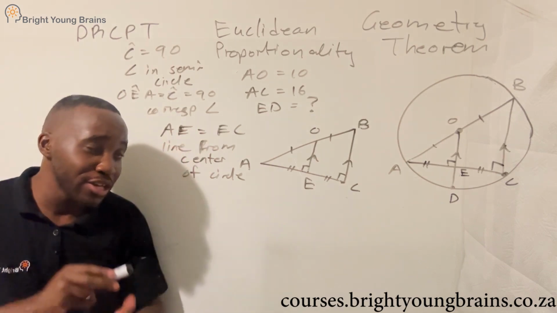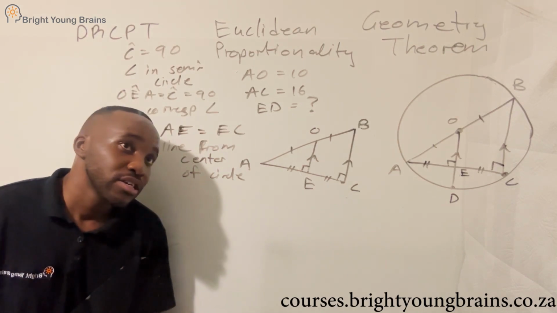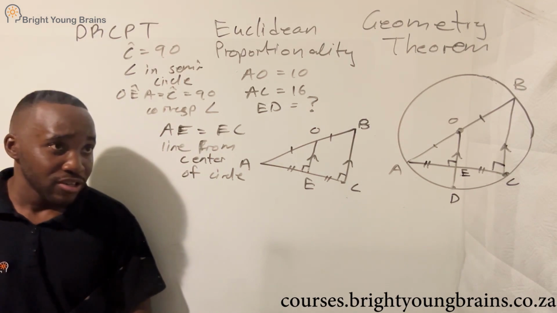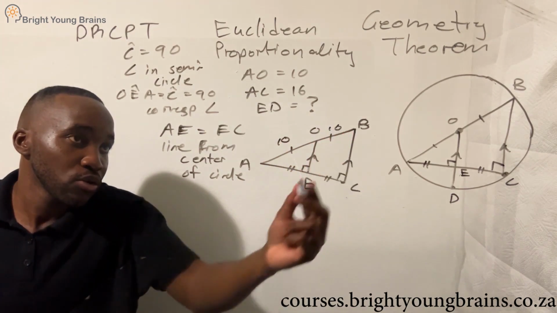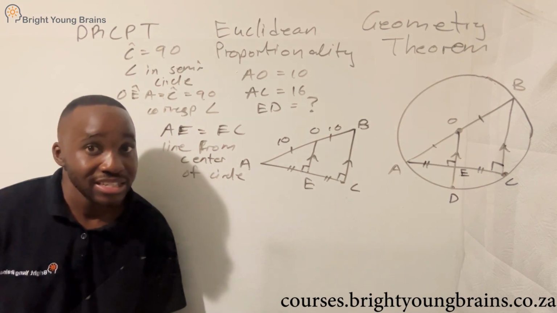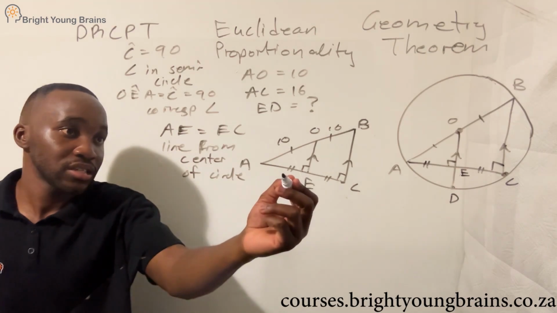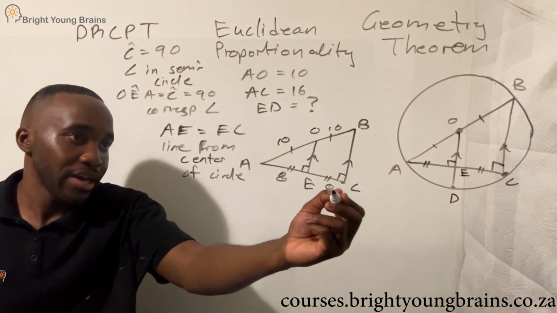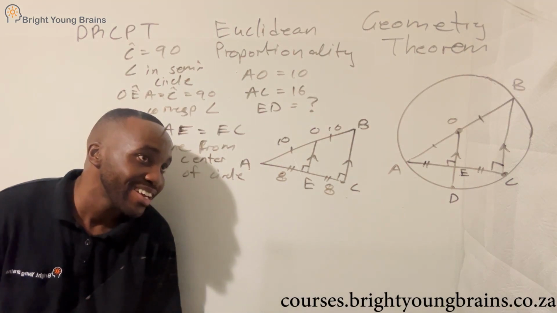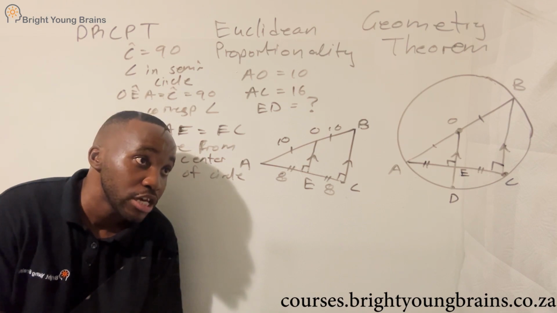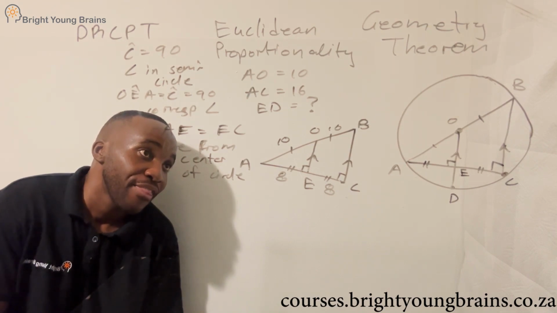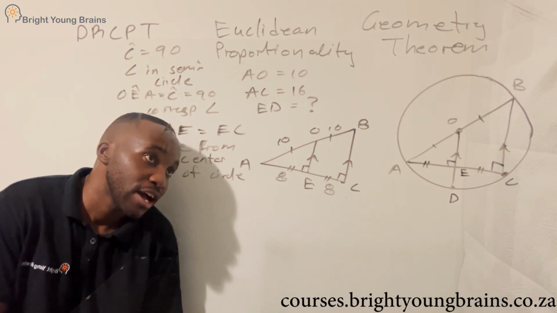So with all this information going around, let's put down the dimensions that they gave us. They told us that OA is 10. So this is 10, meaning that this is also going to be equal to 10. They told us that AC is 16, meaning that this is 8 and this is also going to be 8. So all that being said, they want us to get the value of ED.